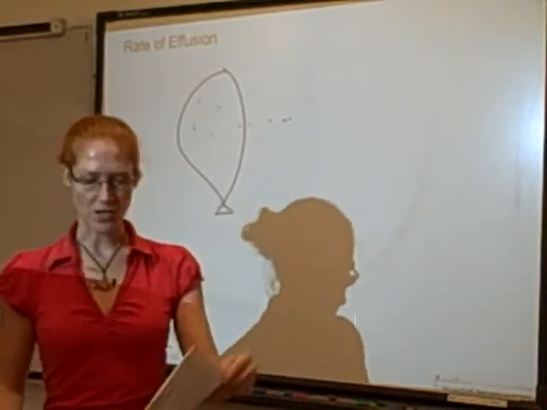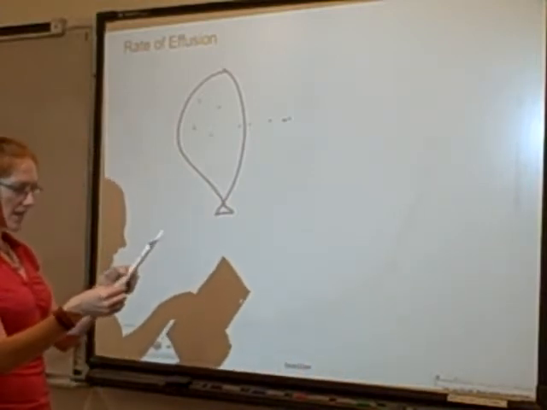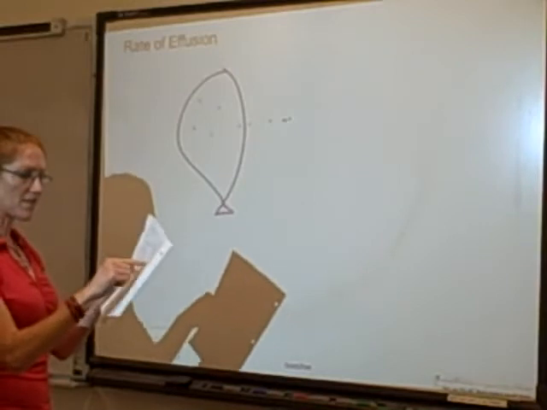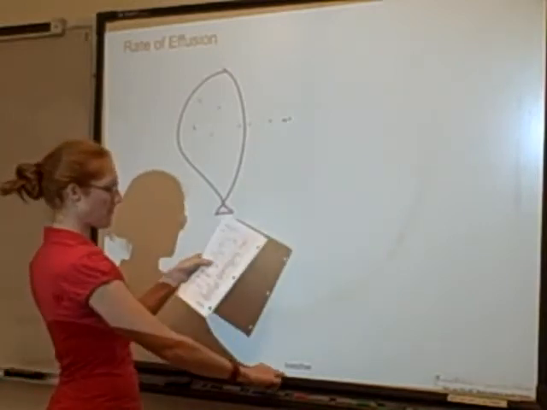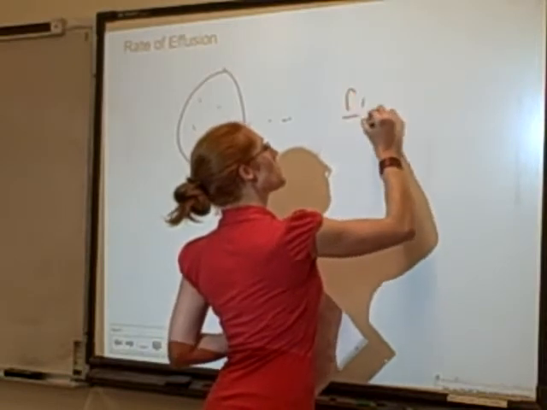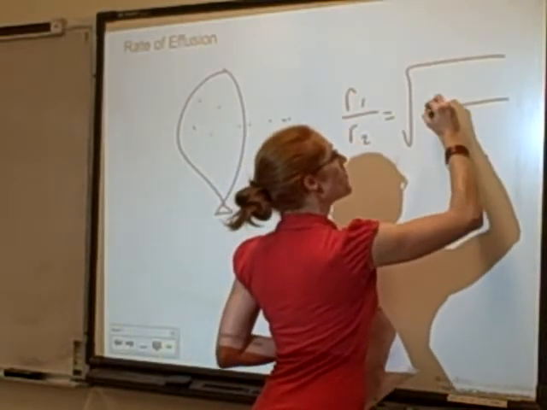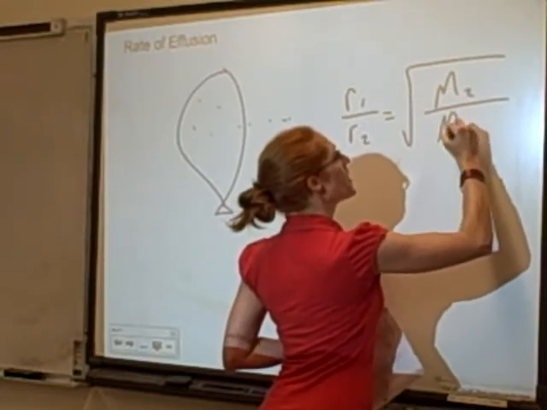For rates of effusion, again, you can use our sheet. It says R equals rate of effusion. So you look over and find an equation that has rates, and it says rate 1 over rate 2 equals the square root of the molar mass of 2 over the molar mass of 1.